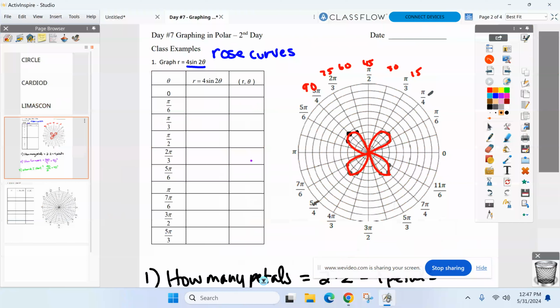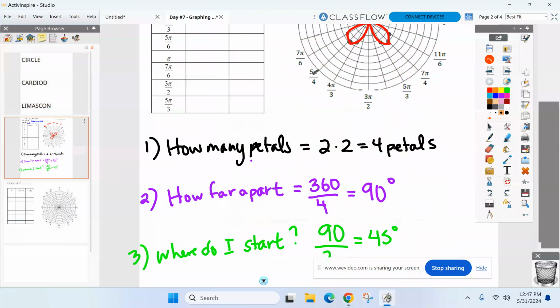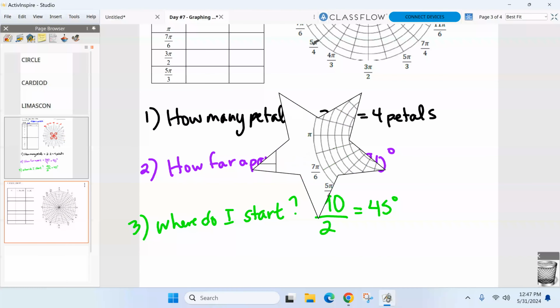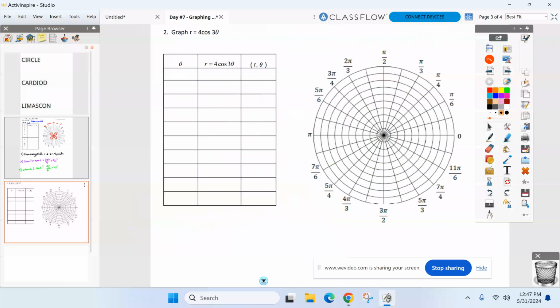Again, even, double it to find how many pedals you have. Always divide 360 by how many pedals to find how far apart they are. And a sine curve only will start at halfway between how far apart they are. Are you ready to go to the next beast? Questions? Graph it first. Maybe you can answer some of these questions.